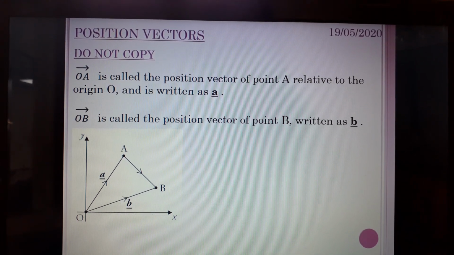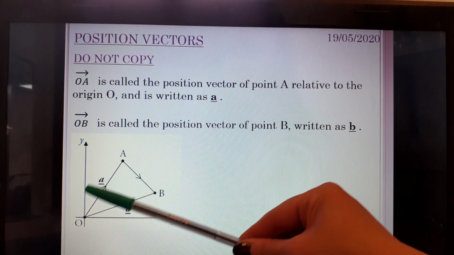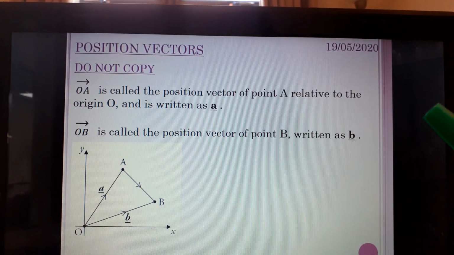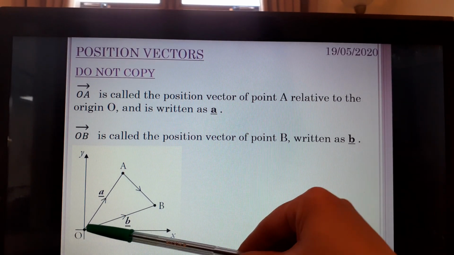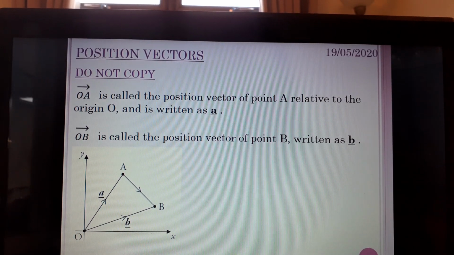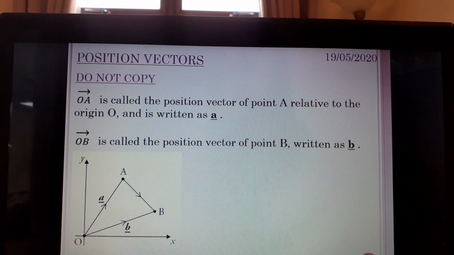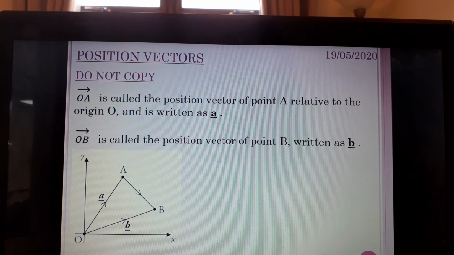So here we have the coordinate A, and if we draw a line going from the origin to the coordinate A, then we can call that the vector A. If we have the coordinate B, and we have a line going from the origin to that coordinate B, we can call that vector B. Okay, and it's the position vector because it's in relation to the origin. So it's where the coordinate is in relation to the origin, and it's a vector that is created from that.